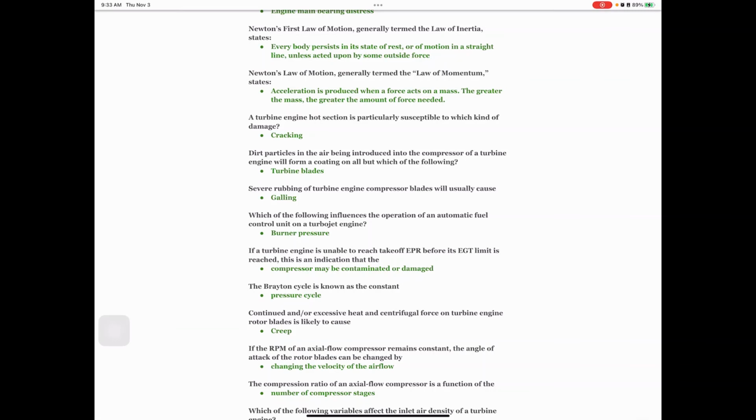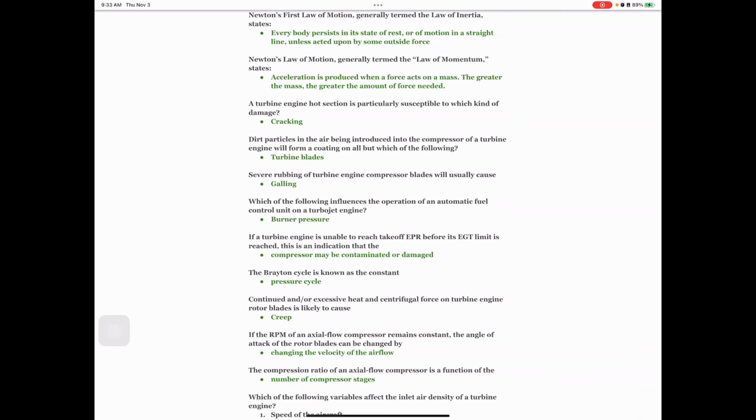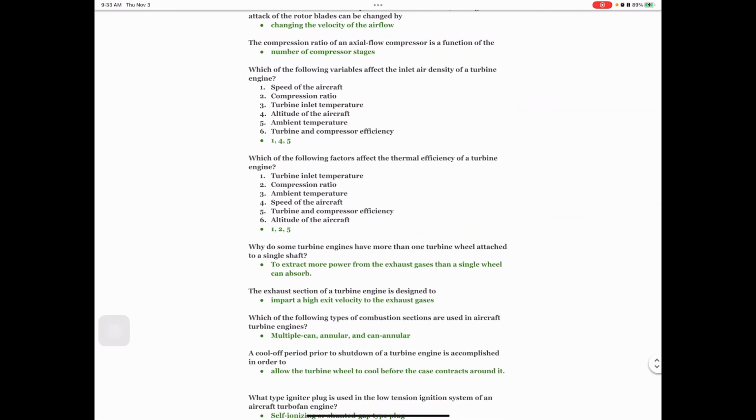If the RPM of an axial flow compressor remains constant, the angle of attack of the rotor blades can be changed by changing the velocity of the airflow. The compression ratio of an axial flow compressor is a function of the number of compressor stages. Which of the following variables affect the inlet air density of a turbine engine? Speed of the aircraft, compression ratio, turbine inlet temperature, altitude of the aircraft, ambient temperature, turbine and compressor efficiency.